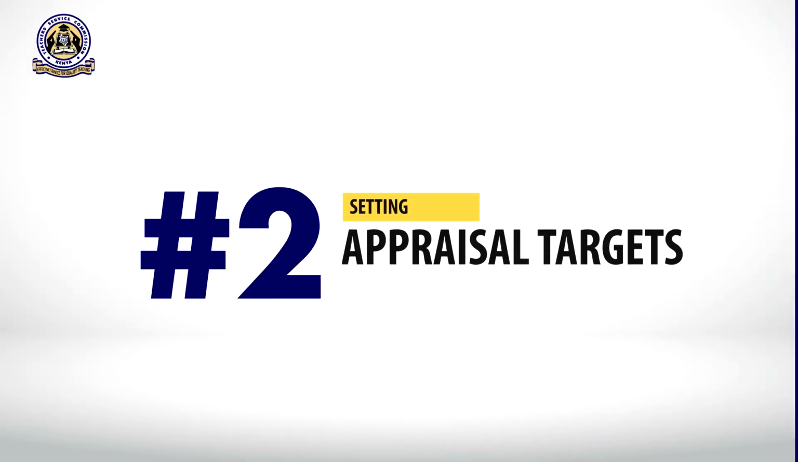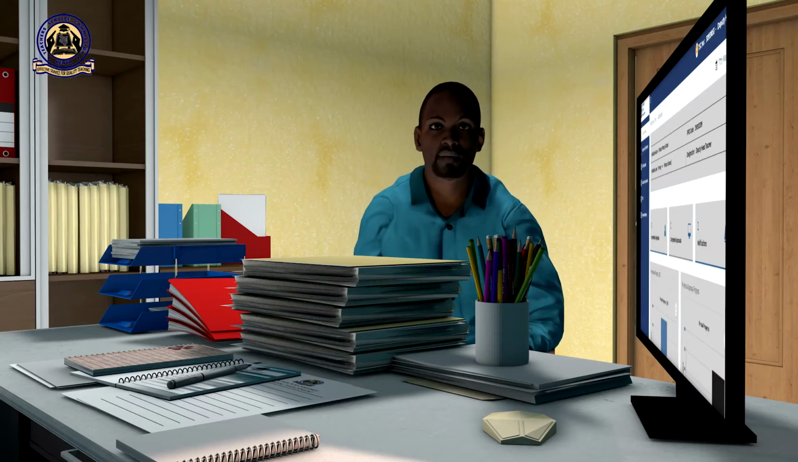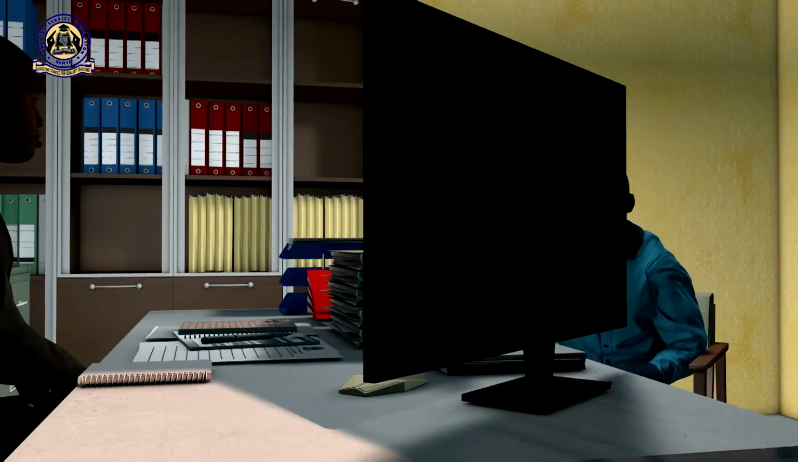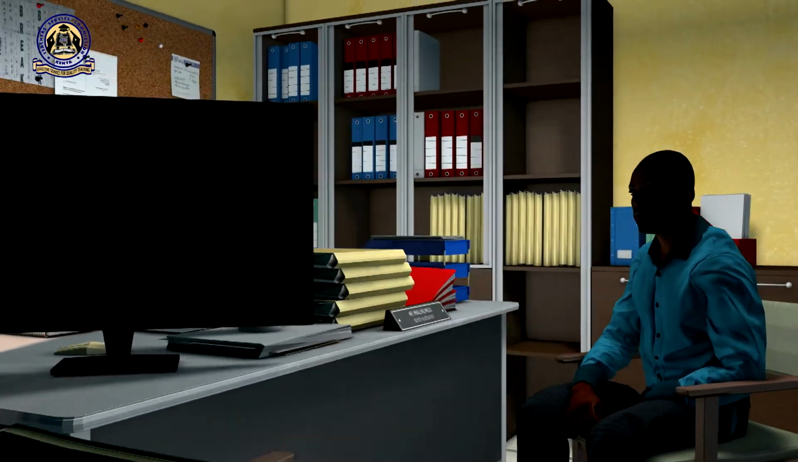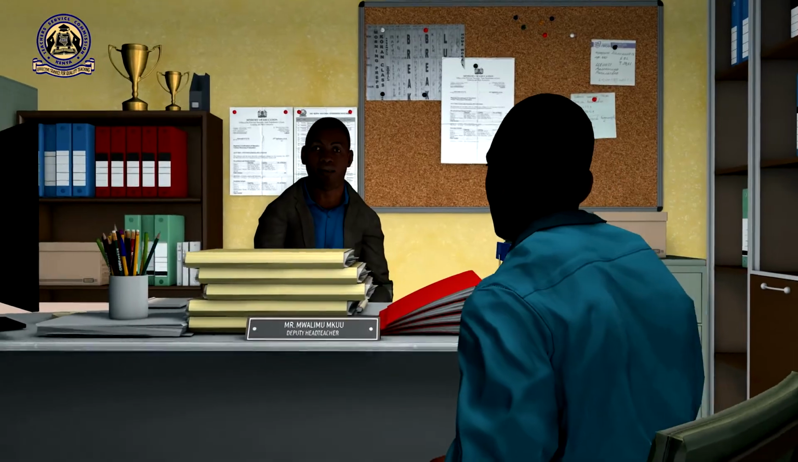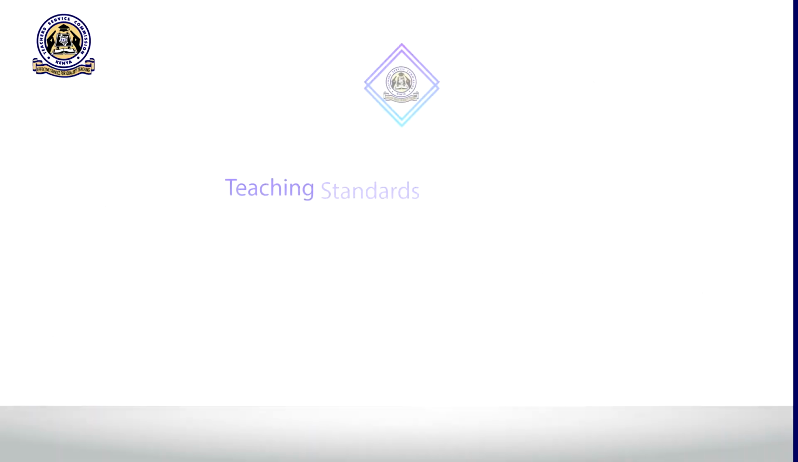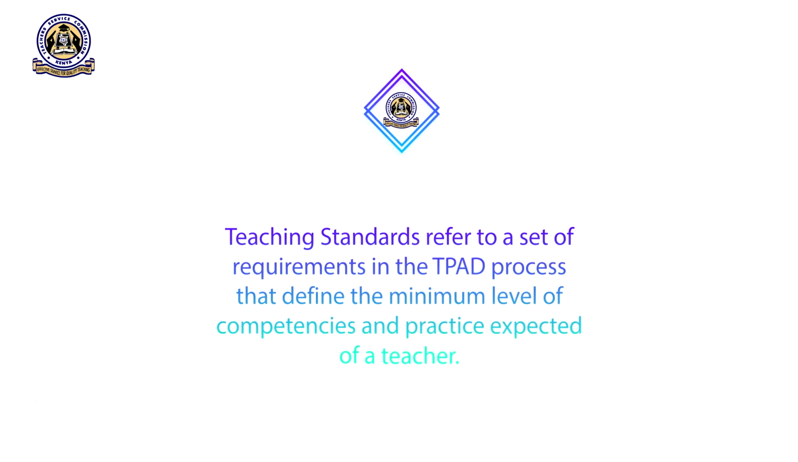Step 2. Setting targets. Have a meeting with your appraiser, who could be the head of department, deputy head of institution or senior teacher, to identify the activities and timelines based on the targets under each of the TPAD teaching standards. Teaching standards refer to a set of requirements in the TPAD process that define the minimum level of competencies and practice expected of a teacher.